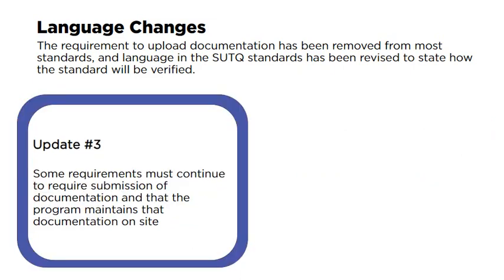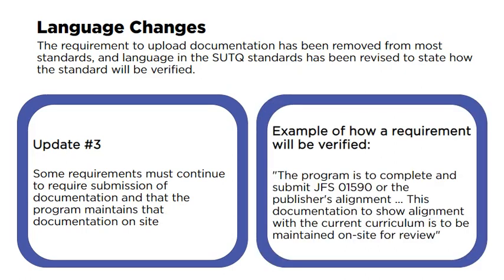The third change maintains that some requirements must continue to require submission of documentation and that the program maintains that documentation on site. In this change, specific documents are named. An example of this, the program is to complete and submit JFS 1590 or the publisher's alignment. This documentation to show alignment with the current curriculum is to be maintained on site for review. Because a document was named in the standard requirement, the document must be used for verification.